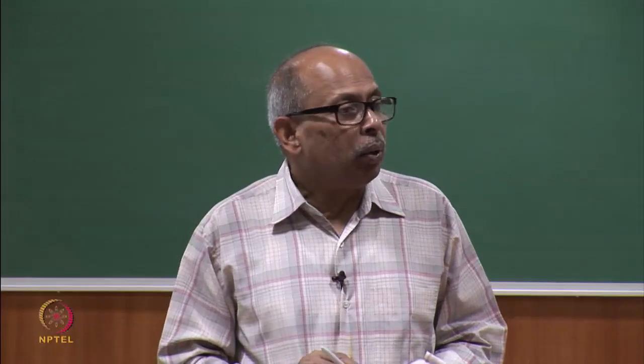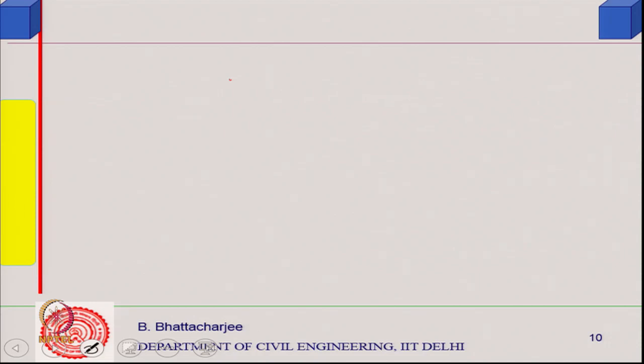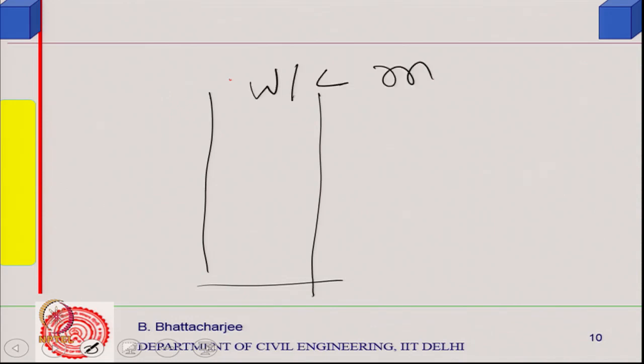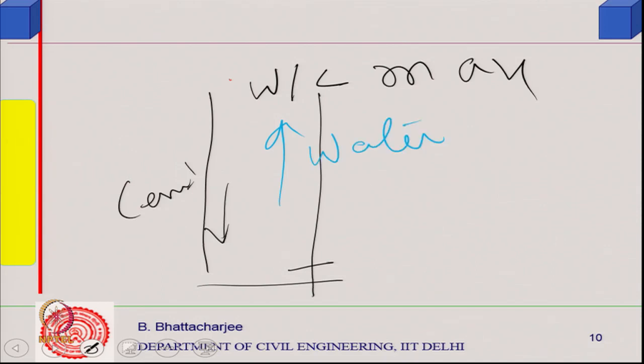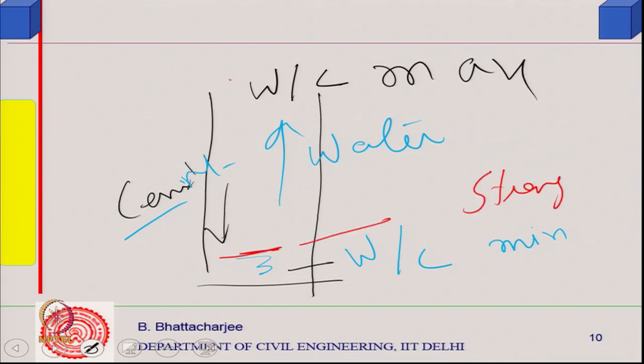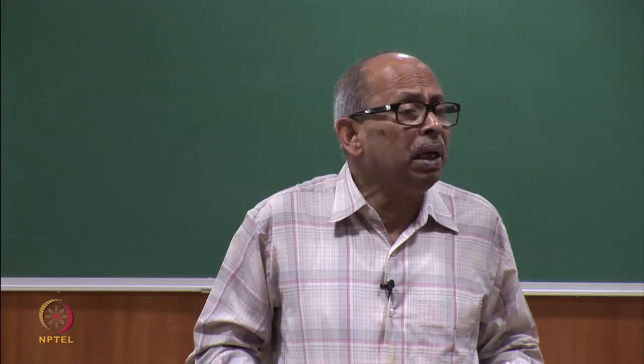Then other aspects of the locations are, as I said, the properties of concrete vary systematically from top to bottom. For example, if I have a vertical section like this, the water cement ratio will be maximum here, because cement has a tendency to go down, while water will have a tendency to go up. So water is minimum and cement is more here. Obviously, strength is likely to be higher here, and it reduces as we go up. So strength will be likely to be least here. So strength varies systematically from bottom to top.